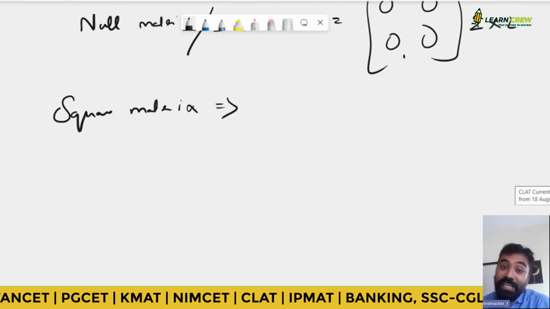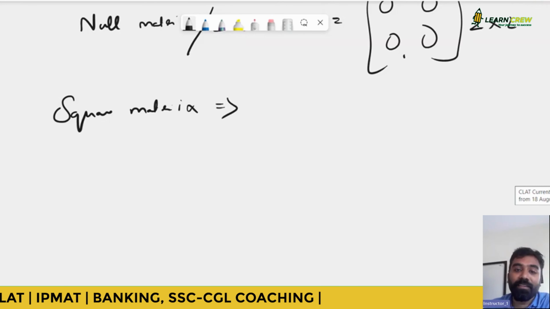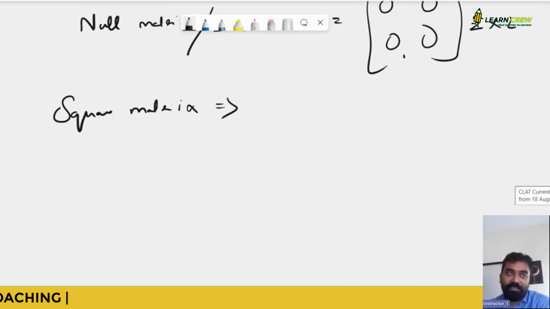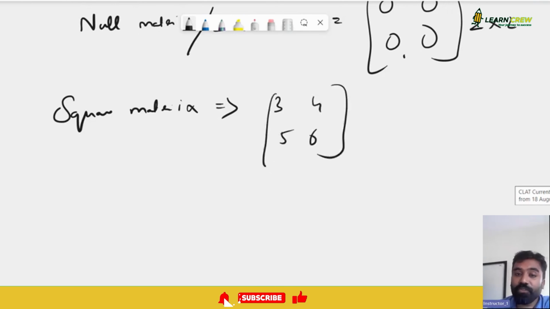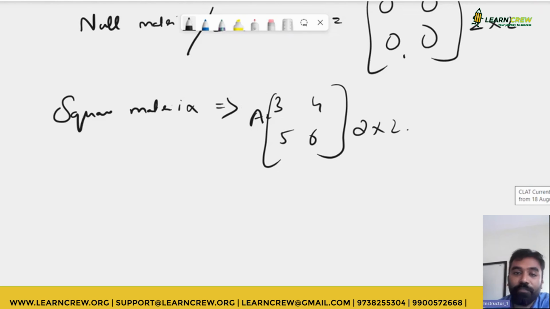Next set of matrix is called a square matrix. Most of the questions asked in your examination will be mostly from a square matrix. You can represent it in this way: 3, 4, 5, 6. This is a square matrix A, where the order is going to be 2 cross 2. The rows and the columns are going to be the same in case of a square matrix.